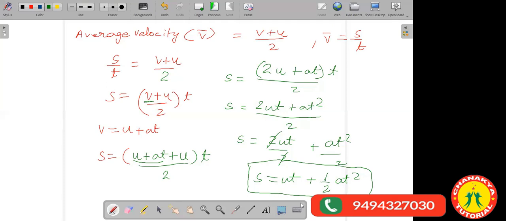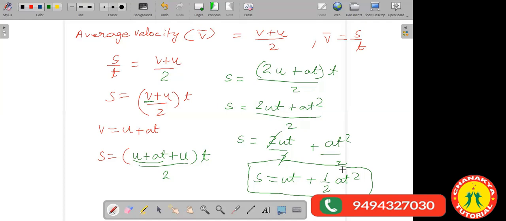Any doubts here? I think everyone has understood about the formula. Yes, sir. Okay. So we can do a few questions here, depending on this formula. Sir, can you please explain the formula again?